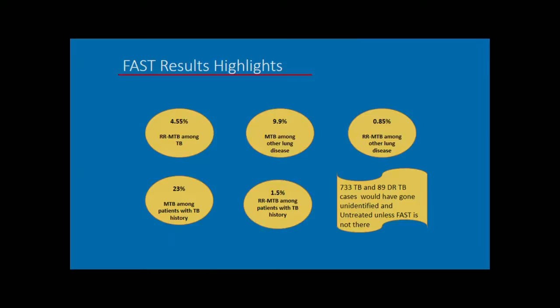So totally, if we summarize, we can say that 733 TB patients and 89 drug-resistant TB cases would have gone unidentified and untreated if FAST were not there, and they would be continuing spreading TB and MDR TB infections.